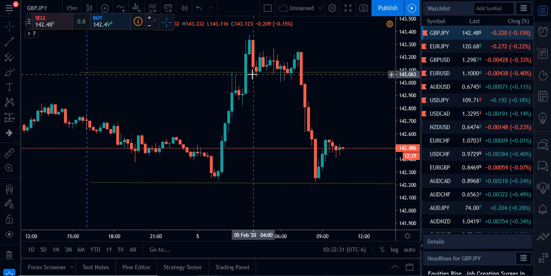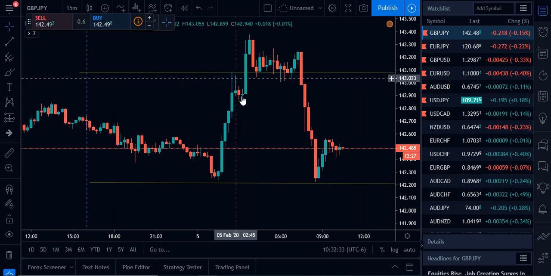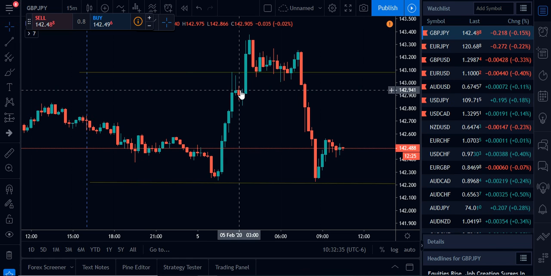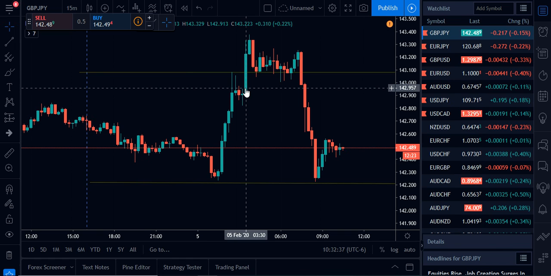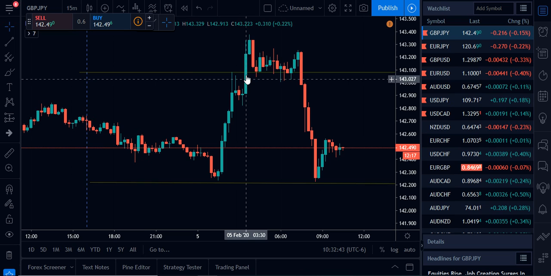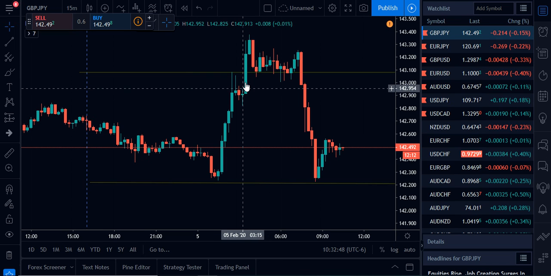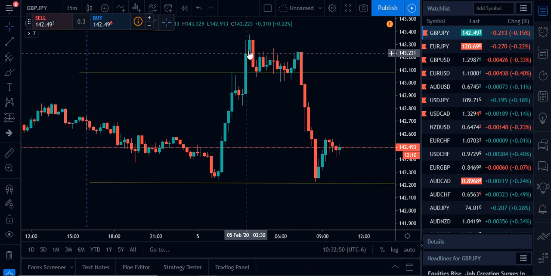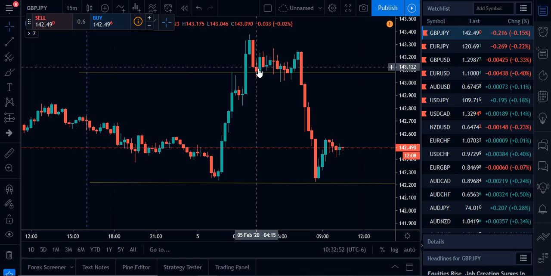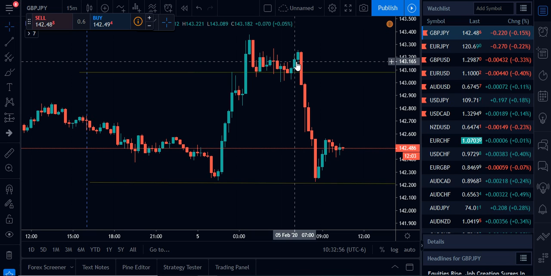And then at the highest level, the market did not break it until 3 a.m. Not 3 a.m., it was 3:30, which is pretty much the London session. So the London session started and broke the level, went above, and tried to break down, but fell all the way until the New York session happened.